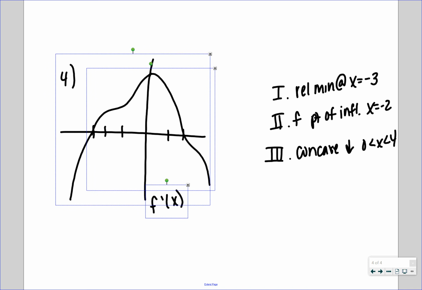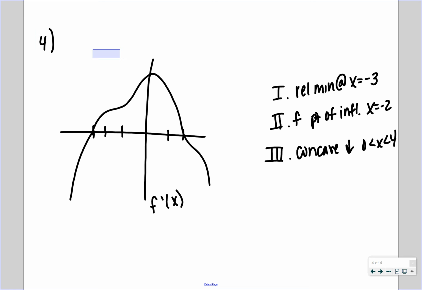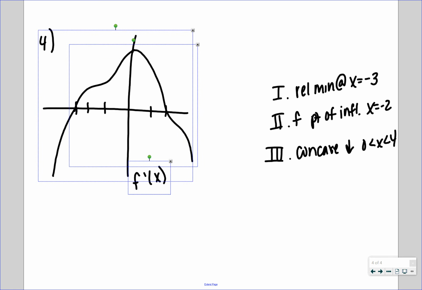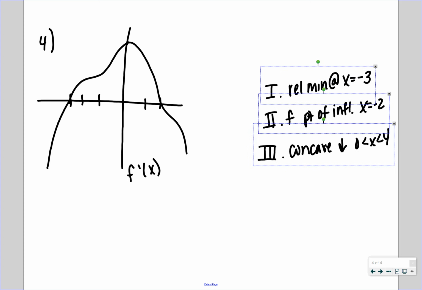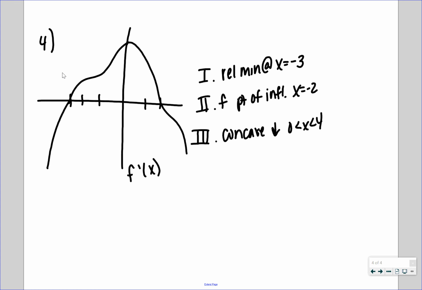Your first derivative tells you where extrema can occur. It also tells you when your original function is increasing or decreasing, and it tells you where points of inflection are. If you have a relative minimum at x equals negative 3, that means your first derivative changes from negative to positive there. Here is x equals negative 3. I go from a negative number to a positive number. Yes, I have a relative minimum.